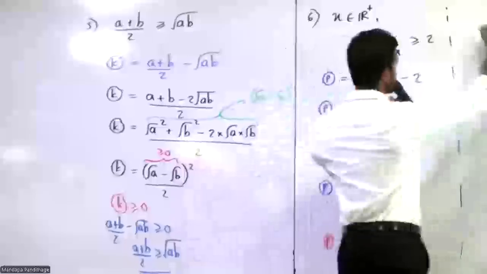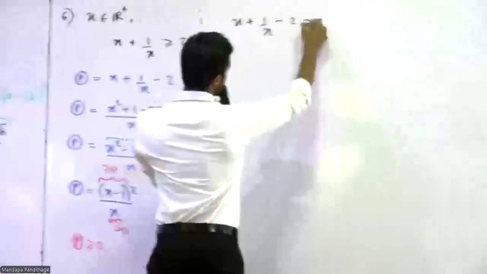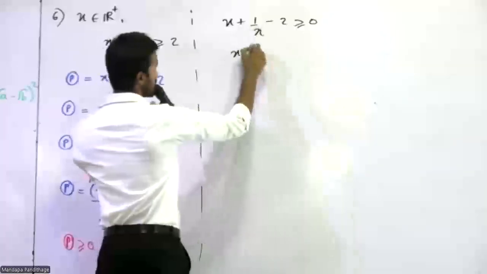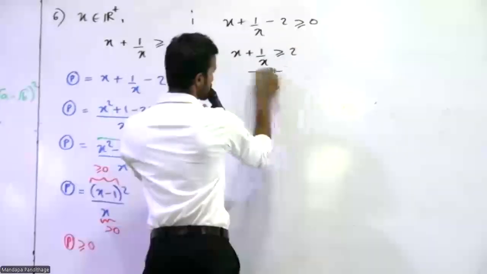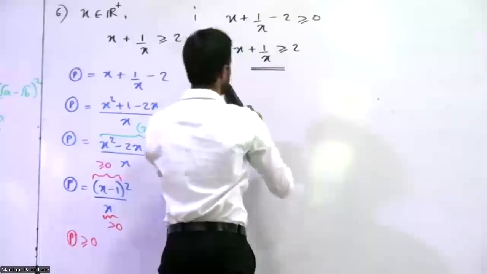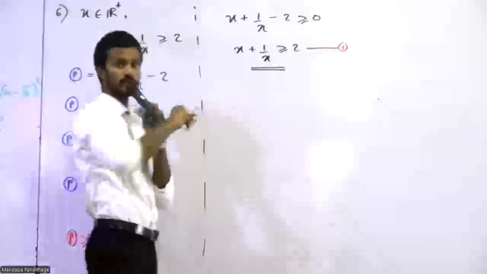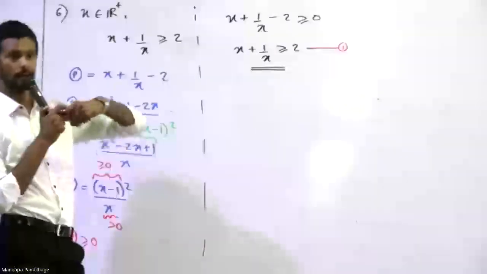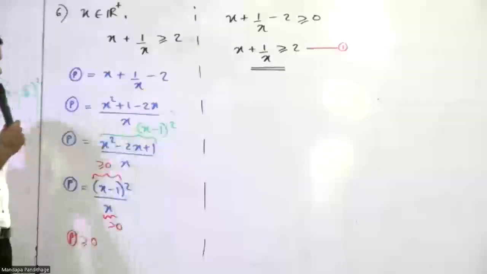Okay, so what is p? It's x plus 1 over x minus 2 is equal to or greater than 0. I get x plus 1 over x is equal to or greater than 2. So I get the answer this way. For future purposes, I'll name this as 1. Okay, hands up who got this answer. Everyone got it? Okay, good.